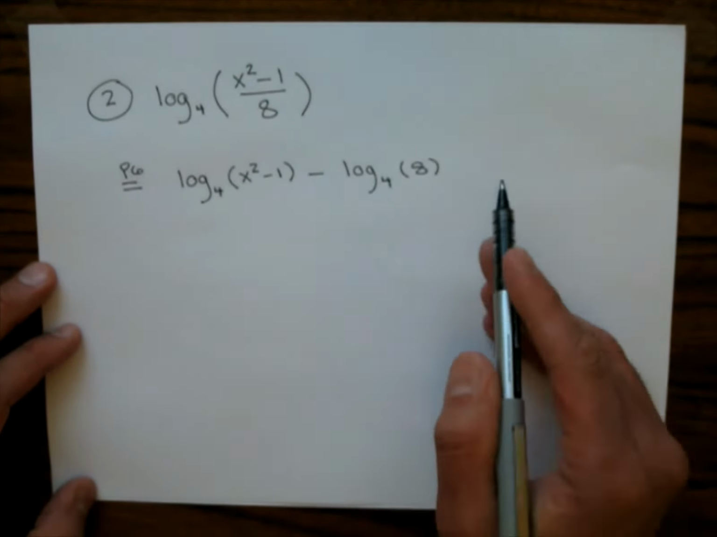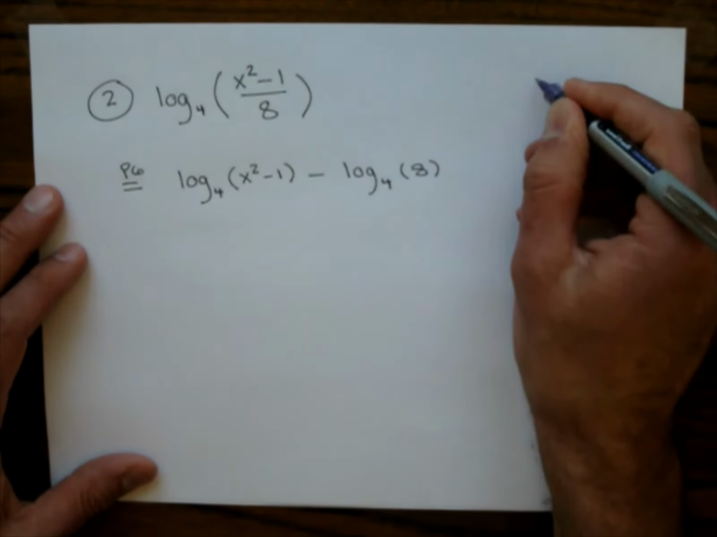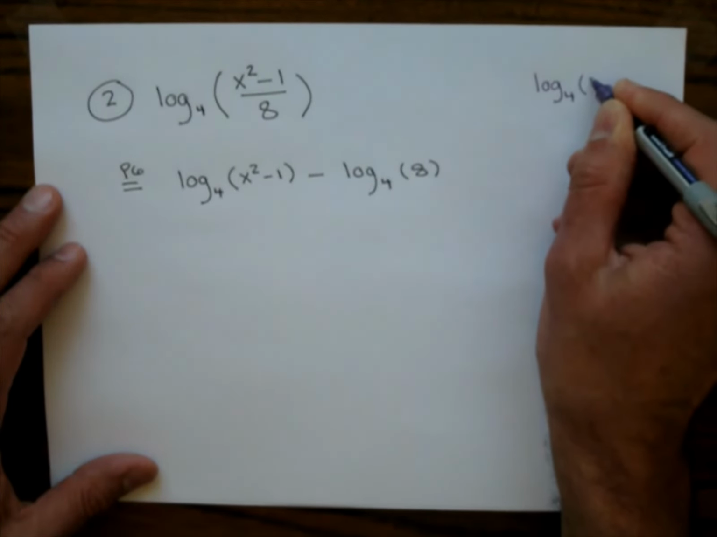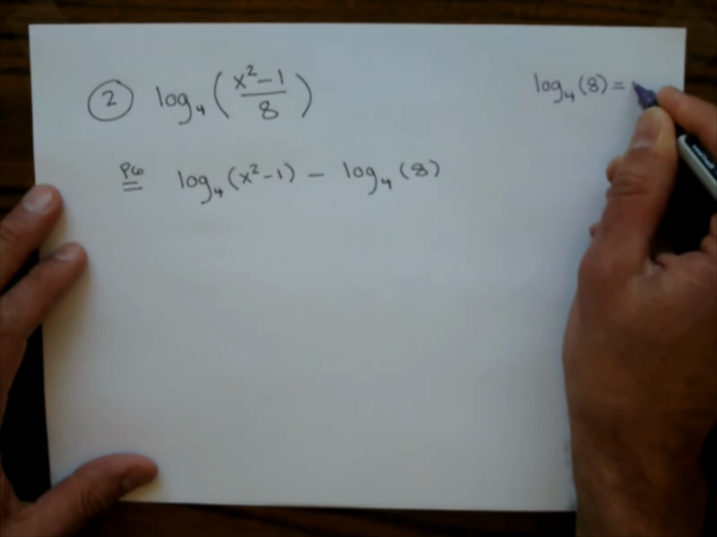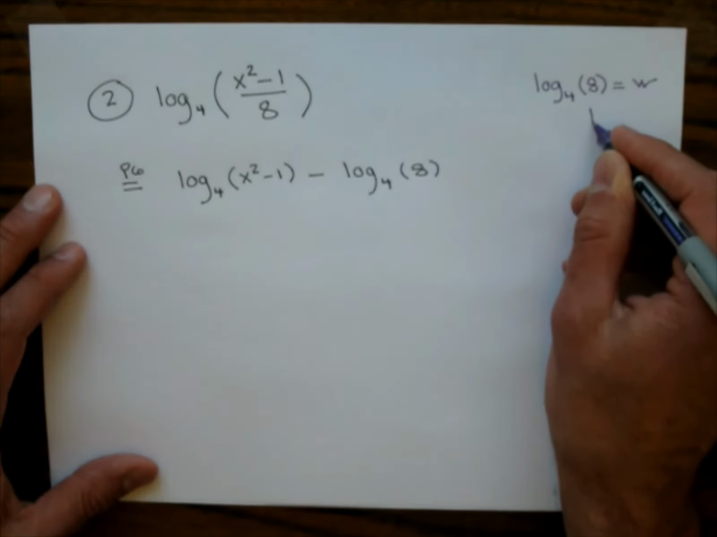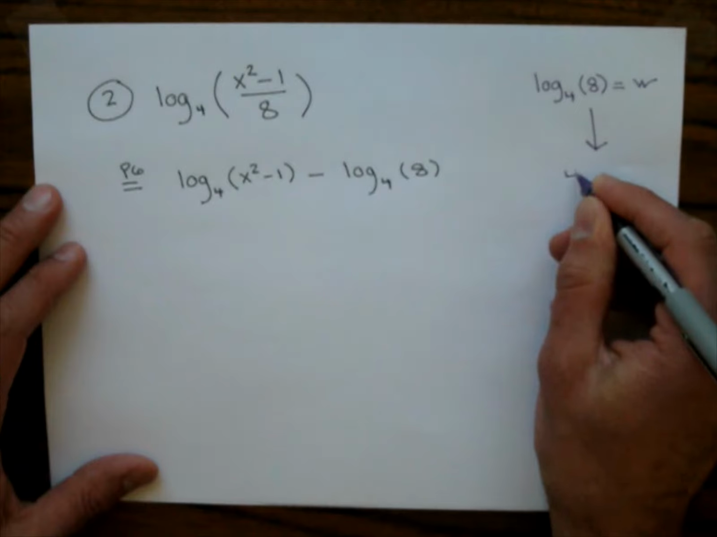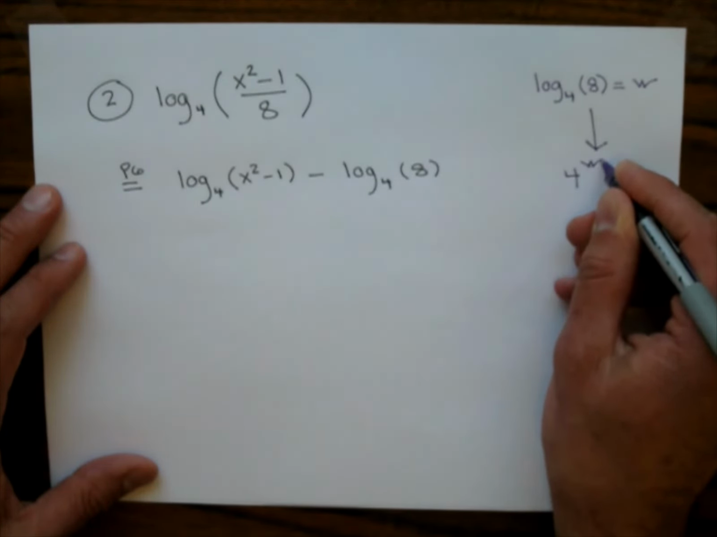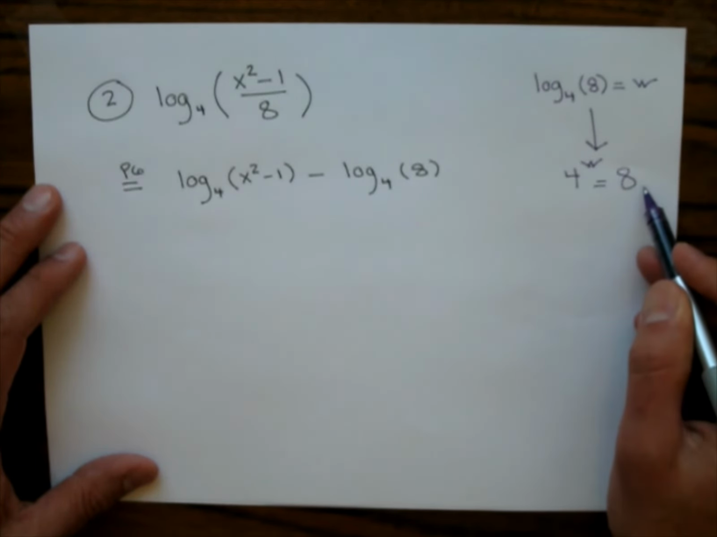So let's take a look at this off to the side in a different color. Log base 4 of 8. This equals some number, we'll call it W. I'm going to change this to exponential form. So this is what I was doing in 6.1. 4 raised to the W equals 8. Remember we were talking about how this is Superman and this is Clark Kent.